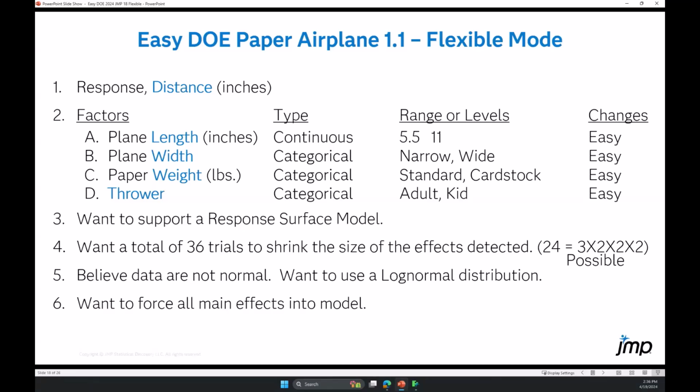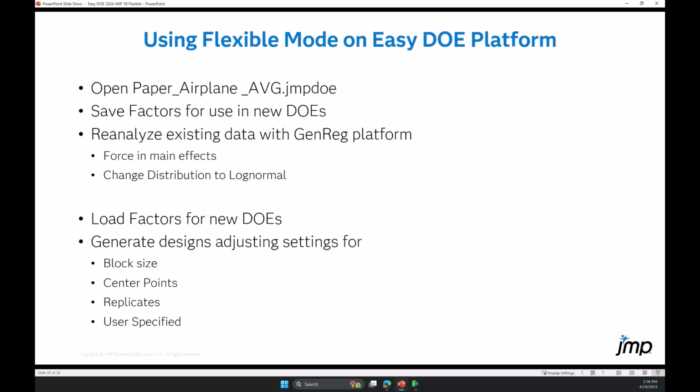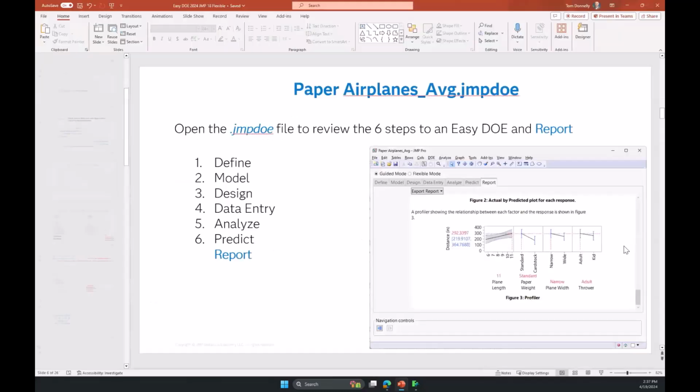And then, as we said, we might want to force all main effects into the model. So we're going to go do this. And what I'm going to do is bring up the factors for this problem so that you don't have to watch me type them all in again. And there's the design generation platform where it's currently set at 18. Okay, and what we're going to do is generate a 36 trial design for this. So let's go use the flexible mode platform to do this. Looks like we're going to open up that file again and save the factors for use in a new DOE, and then we'll also reanalyze with the GenReg platform. So let me go back out to JMP.